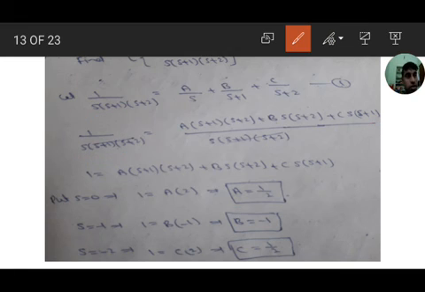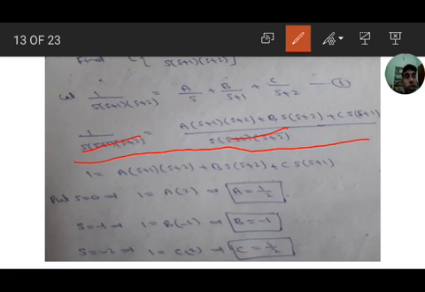That is the simplification. We got this one: 1 by s into s plus 1 into s plus 2 equal to A into s plus 1 into s plus 2 plus B into s plus 2 plus C into s plus 1, by s into s plus 1 into s plus 2. This denominator and this denominator are cancelled out. We get 1 equal to A into s plus 1 into s plus 2 in the numerator, B into s plus 2 plus C into s plus 1.